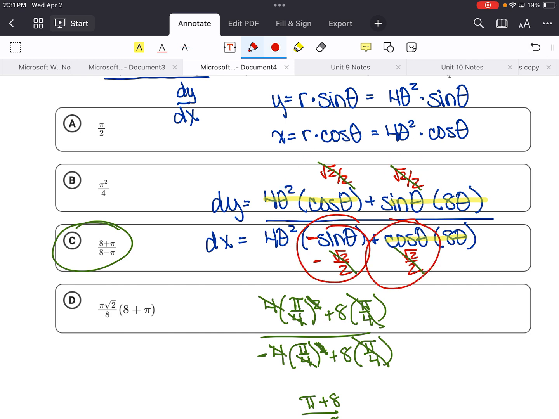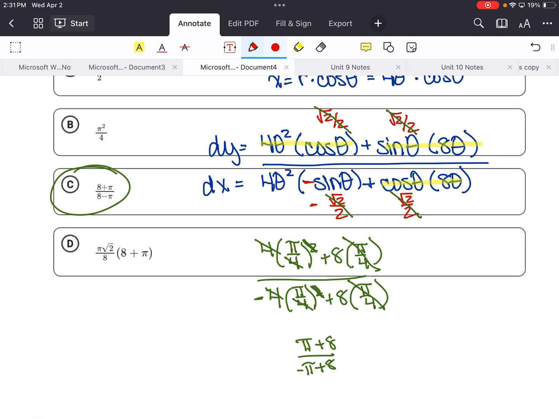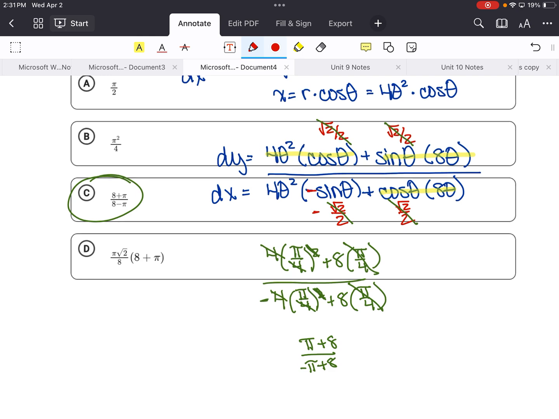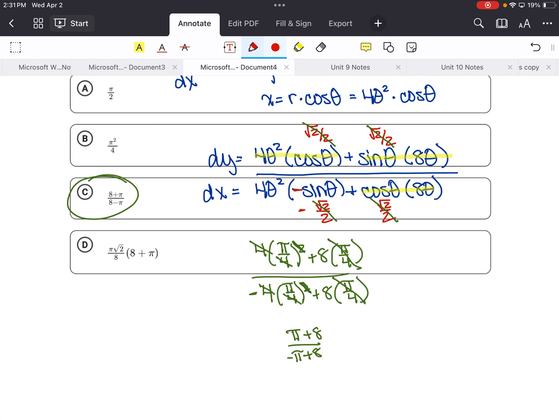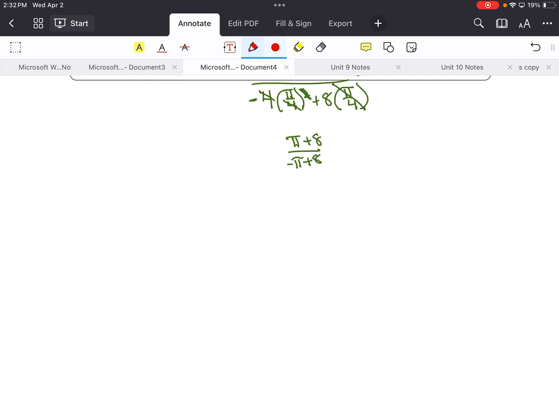So you can cancel some stuff out. You can simplify some things. And from here down, it's just algebra. I mean, just algebra. It's messy algebra, but it is still algebra. So that simplifies to pi plus 8 over negative pi plus 8. So the main thing there that was calculus, not algebra, was being able to turn the equation, the function, the curve into x's and y's, and then do the derivative of each one.